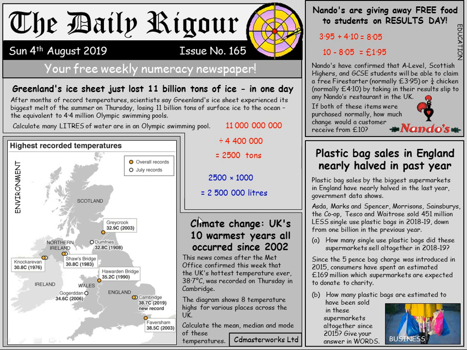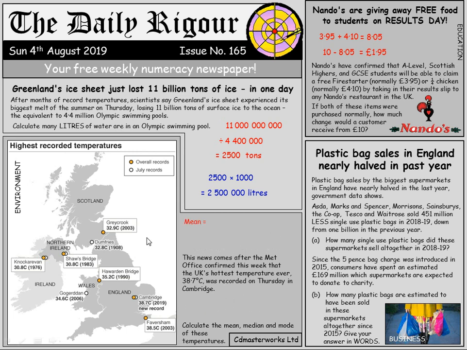So again, another climate story. The UK's 10 warmest years have all occurred since 2002. Coincidence? I think possibly not. But anyway, for all these temperatures, we're asked to calculate the mean, the median, and the mode. So those are the three different types of averages.